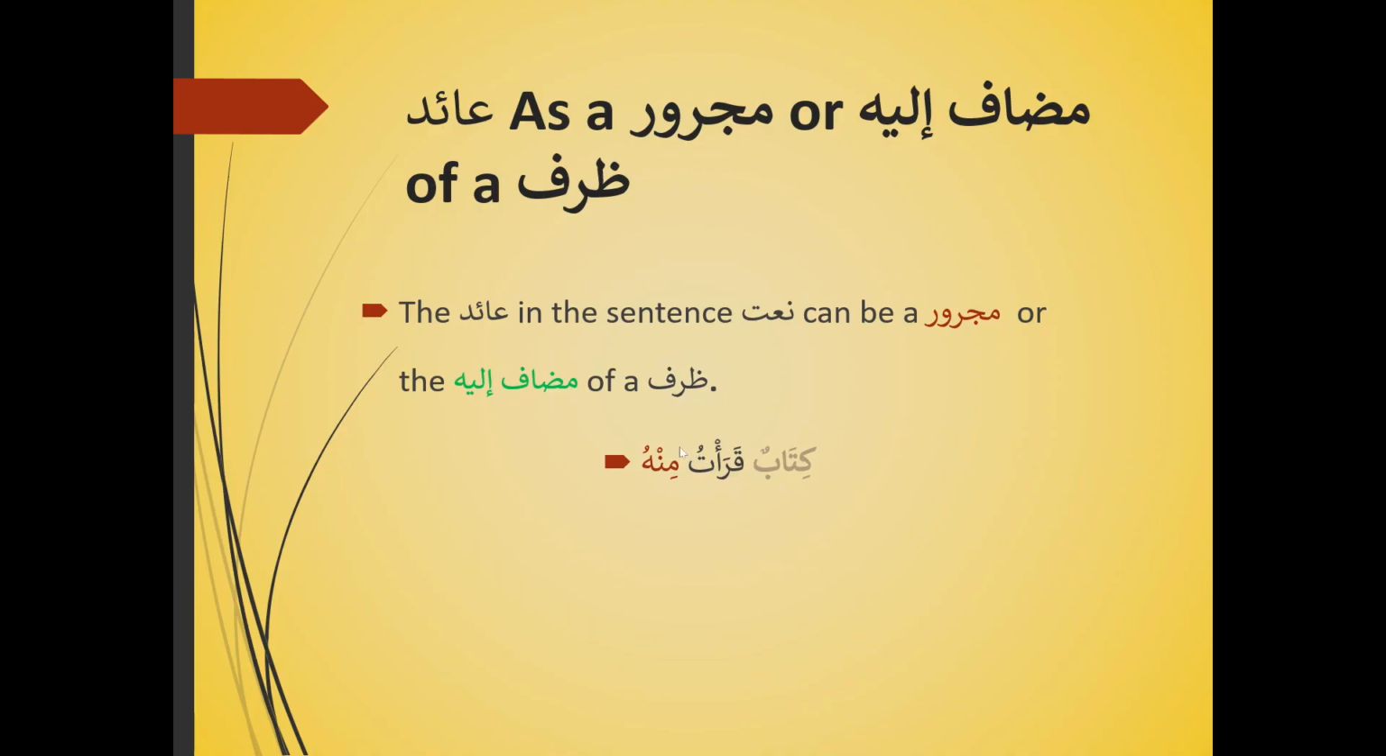Minhu. This is your harf jar, and who is of course your isim majroor. Yes, this is straightforward. We know this. Kitabun qara'tu minhu. And then we can have waladun qara'tu ma'ahu. Ma'ahu, ma'a is your zarf. So with him.